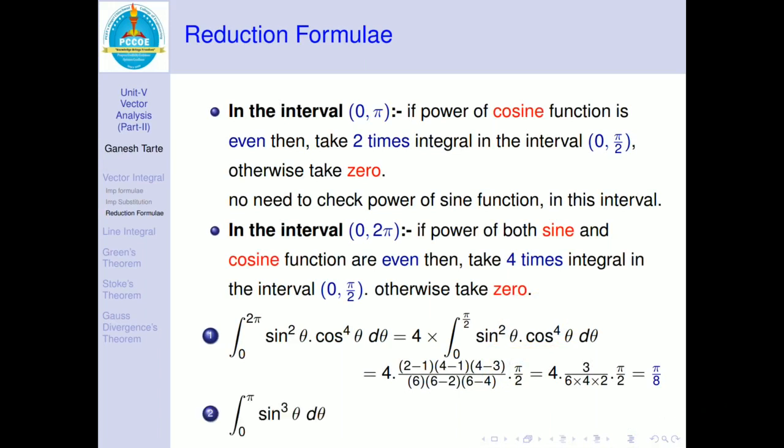Now the second integral, 0 to pi sine cube theta d theta. Here the interval is 0 to pi, and we know that in the 0 to pi interval we check the power of the cosine function only, meaning no need to check the power of sine even though it is odd, and therefore we get 2 times 0 to pi by 2 sine cube theta d theta. If the power of sine is odd, then the reduction formula is 1 into pairing, so 1 into 2 by 3. The 2 outside stays as it is, 1 into 2 by 3, and therefore the required answer is 4 by 3.